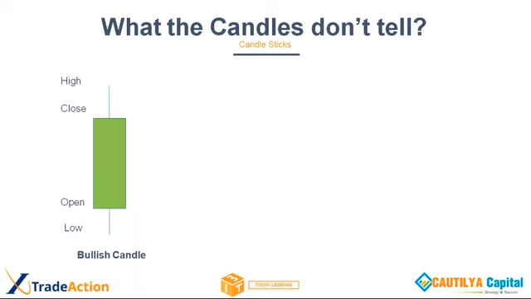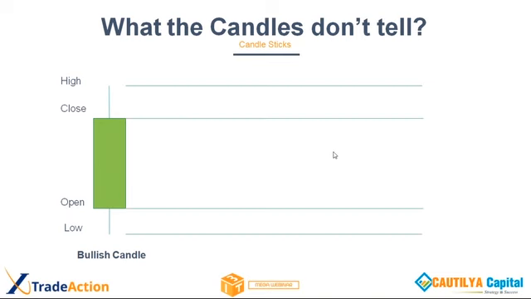Candlesticks give a lot of insights on various aspects of price action, but there are many times candlesticks don't tell some information. So what are they? So we have a bullish candle there, which has, as usual, the open, high, low, close defined. I have marked all the 4 lines to depict the 4 levels.